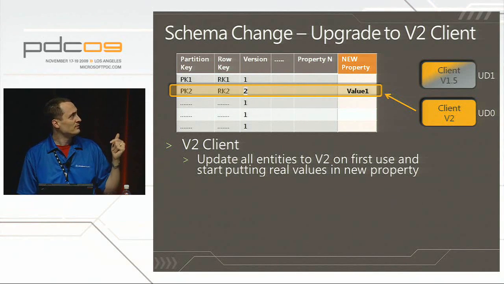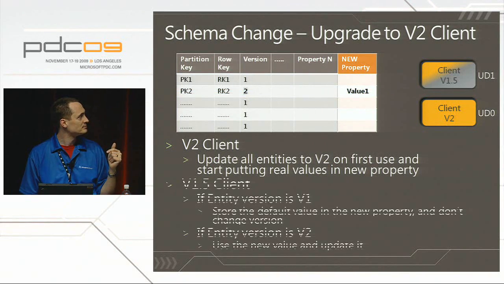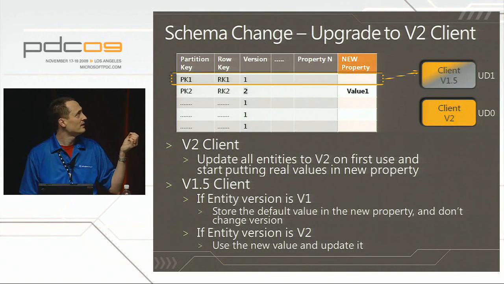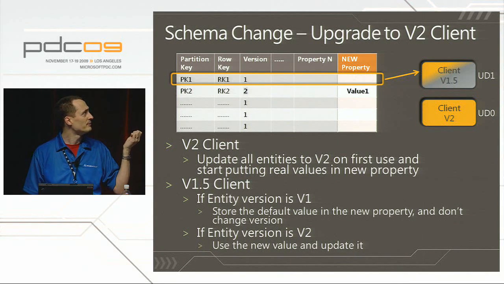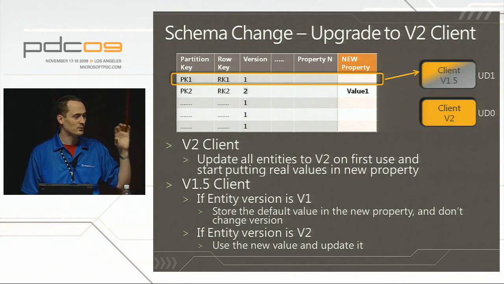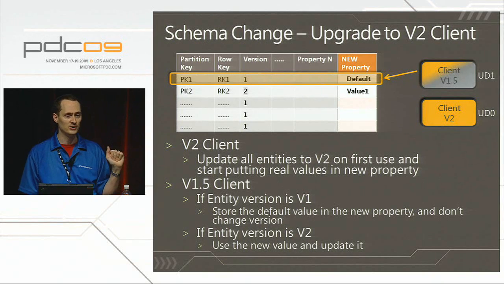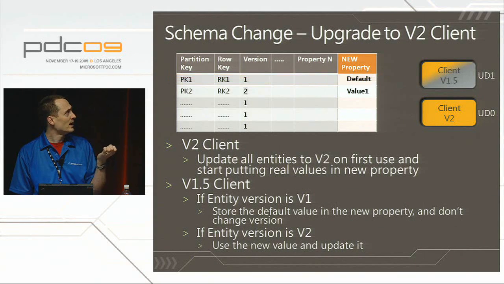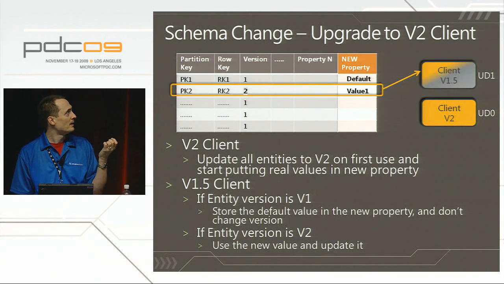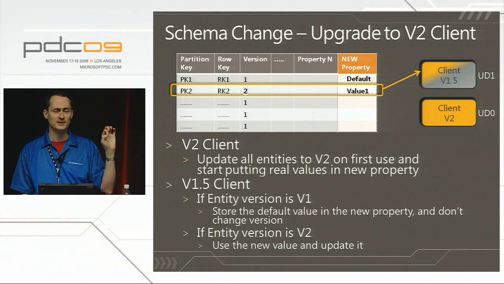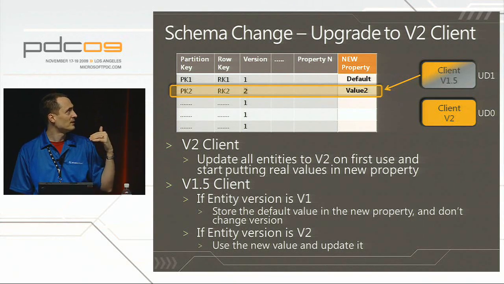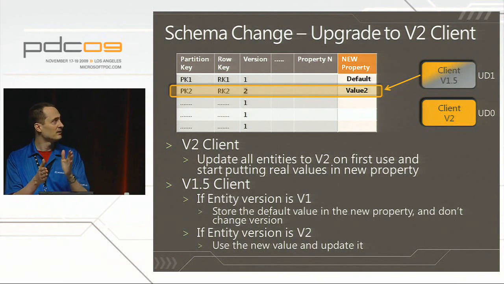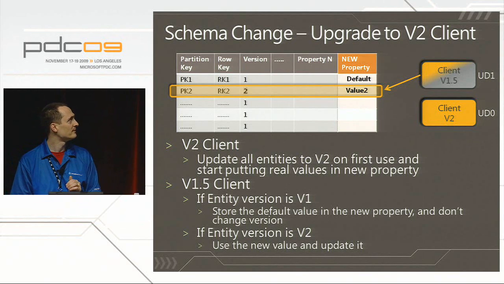Now, when the version 1.5 client comes along, just to remind you, when it processes an entity in version 1, it still respects that version number. So again, it basically will just update it with the version 1 code and just put a default value in there. But this client actually knows how to deal with version 2 if it sees it. So when it accesses this entity, it knows I got a version 2 entity. I can actually then use the value and update it with my version 2 code. Okay? And this is how you deal with the side-by-side version 2 client with the version 1.5.